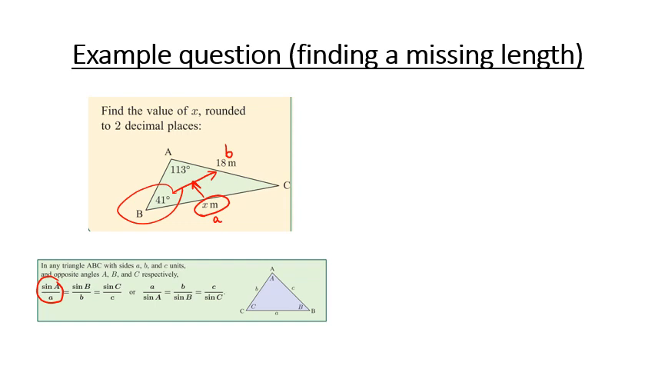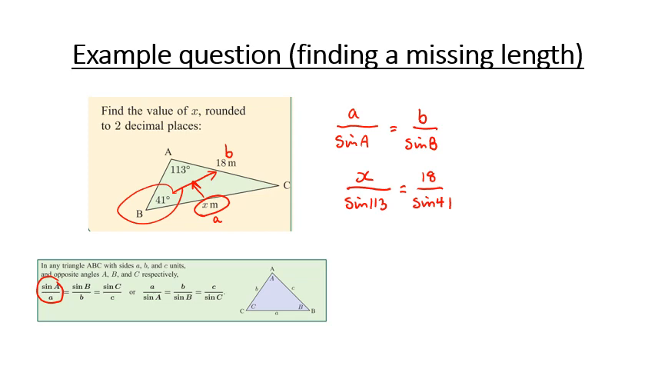Therefore, we can say that little a over sine A must be the same as little b over sine capital B. In this particular case, little a is my x value, and the sine of capital A is 113. That must be equal to little b, which is 18, over sine capital B, in this case 41. So all I need to do is rearrange this equation to find out what x is.